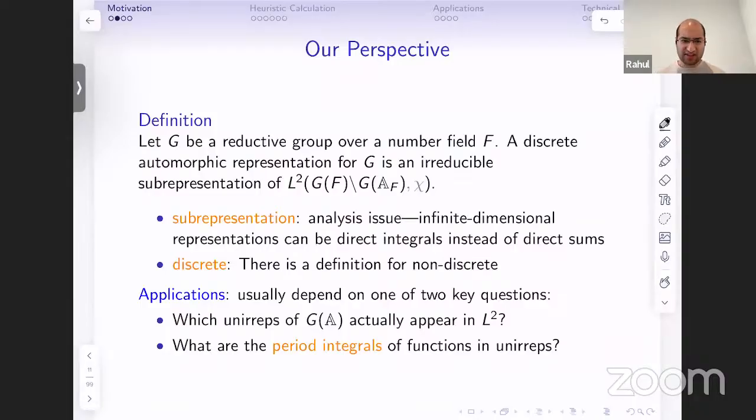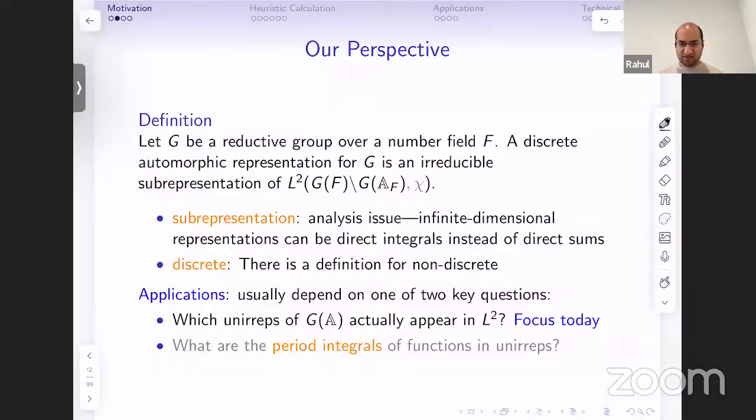The other one is that there are certain integrals of the functions in the representation that you can take, called period integrals, and these give you information about L-functions. So lots of other applications depend on these. Today we're just going to focus on the first application, because this is the one that the Arthur-Selberg trace formula is very suited towards giving information about. I think later in the semester, there are going to be talks on the relative trace formula, and we've seen some talks on L-functions already, and those tools are very good for talking about the second key question.